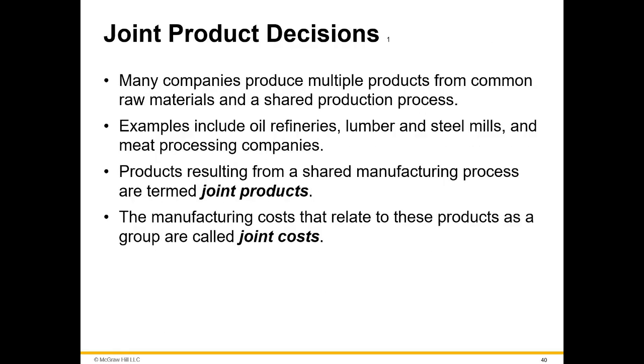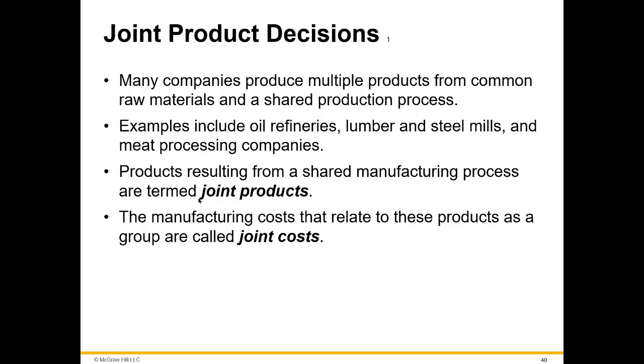The next incremental analysis question we're going to consider is joint product decisions. Many companies produce multiple products from common raw materials and have a shared production process. Examples include oil refineries, lumber and steel mills, and meat processing companies. For example, lumber and steel mills are going to produce boards, wood that they could sell at Lowe's or somewhere else, but they might also get something out of the shavings or the pieces that might come off of the wood. And so we're going to call these things joint products.